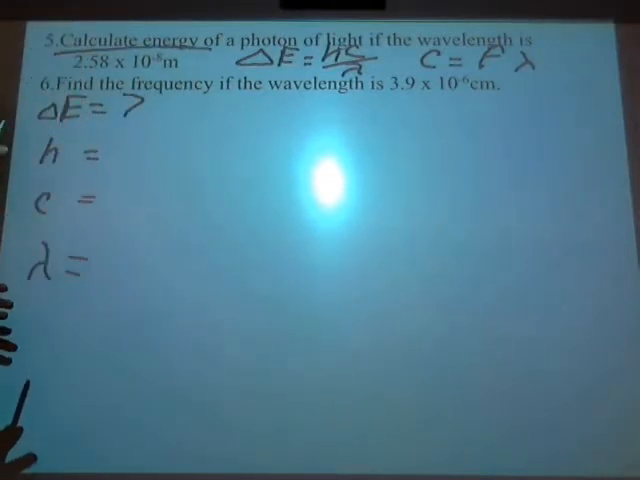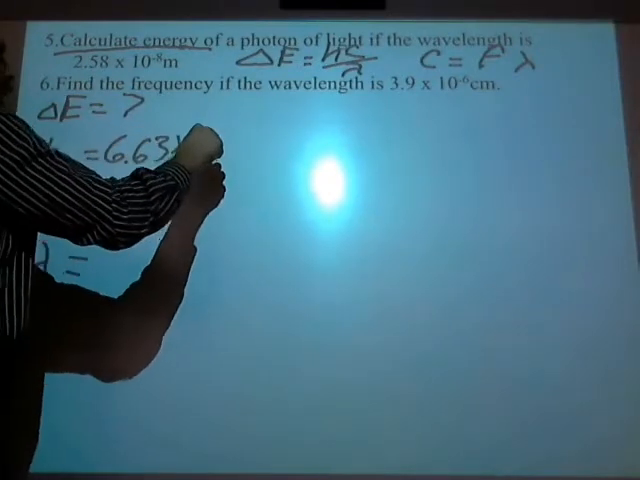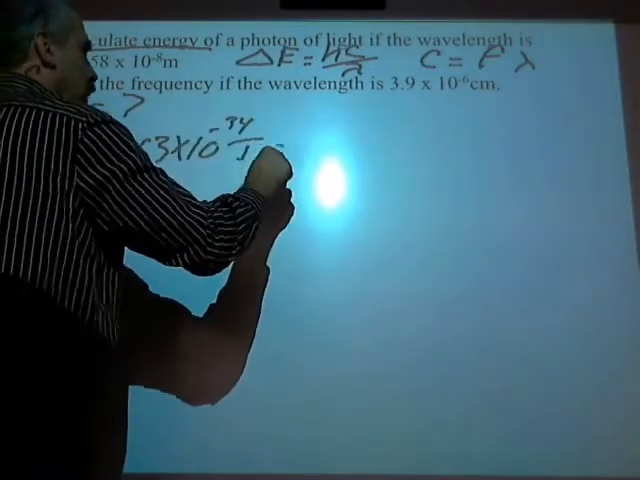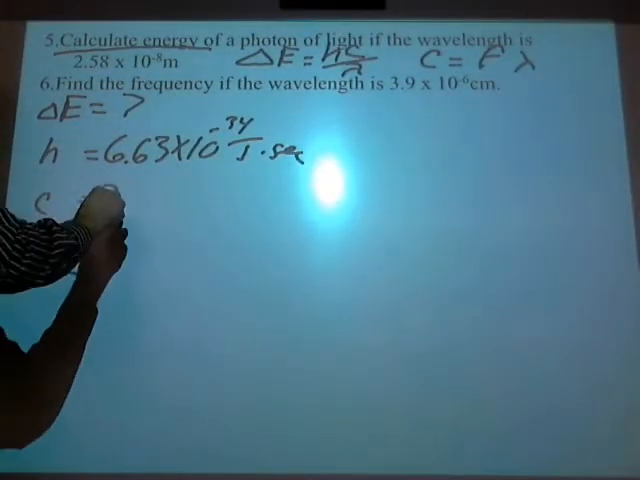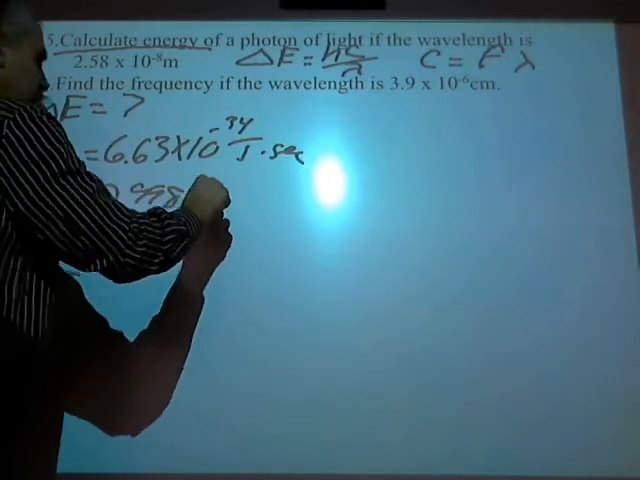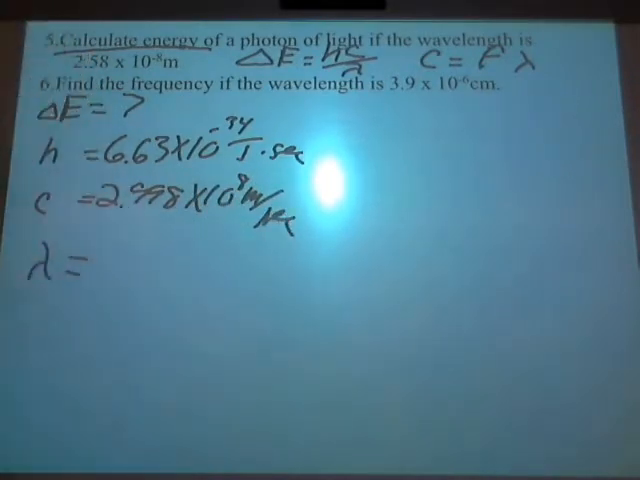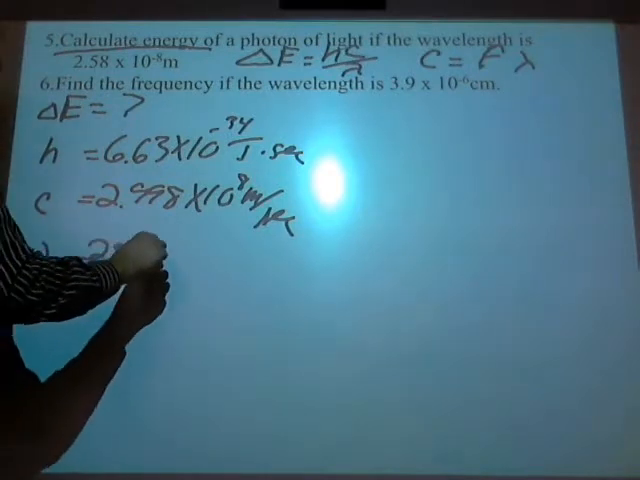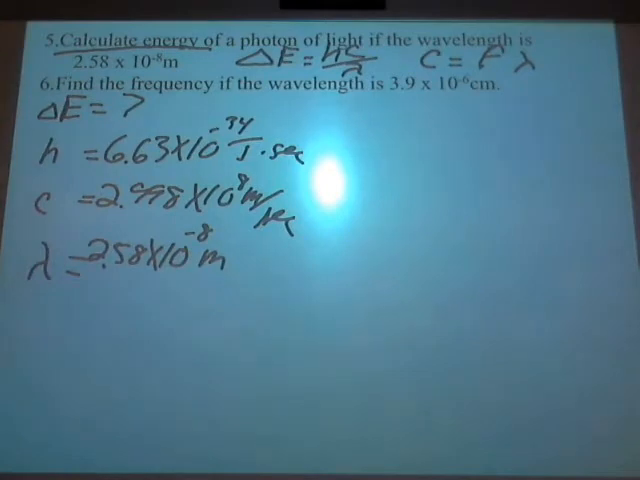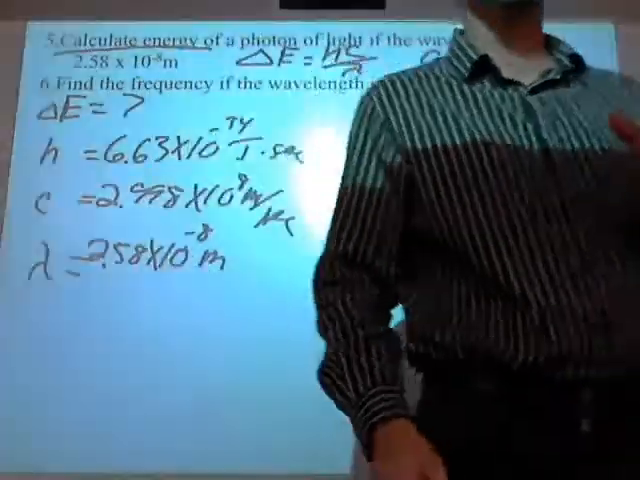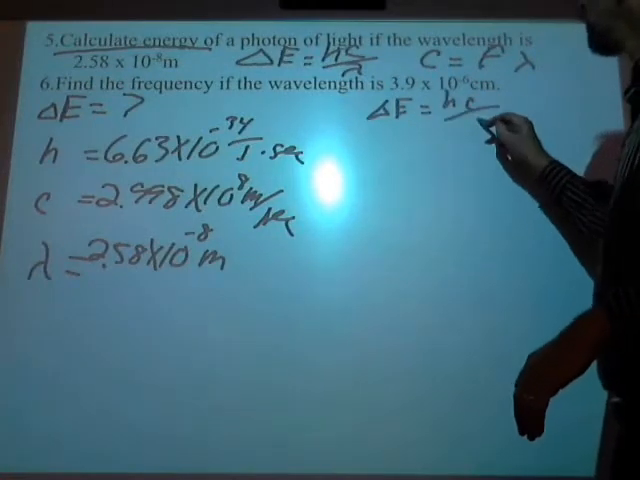H is not going to be memorized. You're just going to be given it on a test. 6.63 times 10 to the negative 34 joule seconds. C is given to you also. And wavelength is given in the problem as 2.58 times 10 to the negative 8 meters. Everybody good? Okay. Write the equation down. That's your first step. Next step, write the equation down. Delta E equals HC over lambda.